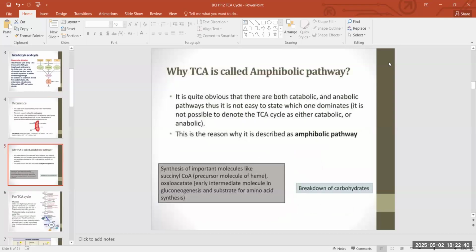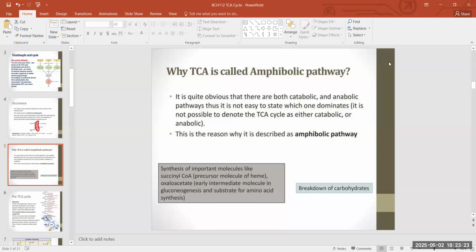So, why is the TCA cycle called an amphibolic pathway? It is quite obvious that there are both catabolic and anabolic pathways in the TCA cycle. So it is not easy for you to say the TCA cycle is an anabolic pathway or a catabolic pathway. You'll be wrong to say the TCA cycle is only a catabolic pathway or only an anabolic pathway. This is not so. And this is the reason, or one of the reasons, why it is called an amphibolic pathway.